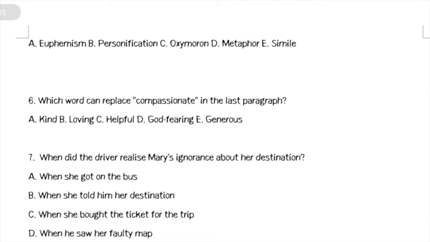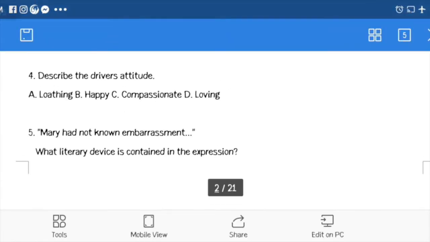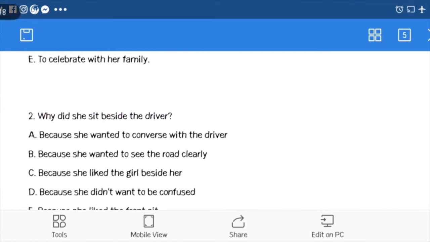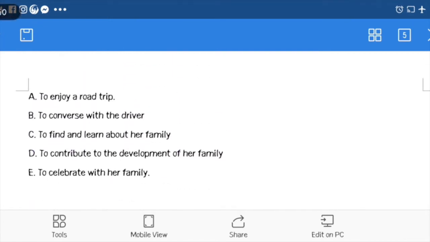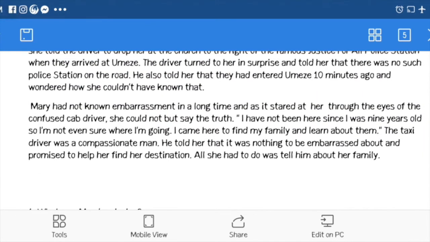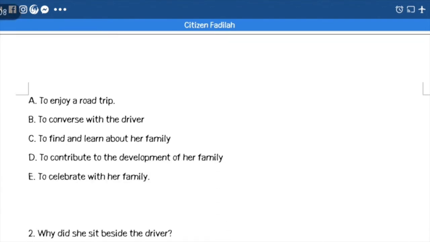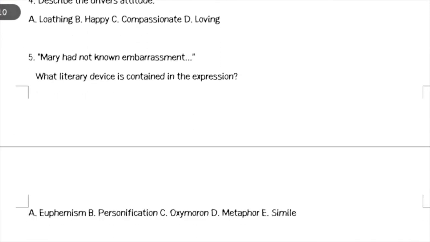6. Which word can replace compassionate in the last paragraph? Before you choose your answer, make sure you return to the last paragraph to see where the word compassionate was used. So you do not choose an answer that sounds like a synonym for compassionate without being sure that it fits the expression. I can see the third to last paragraph says the taxi driver was a compassionate man. Now that we've seen how the word compassionate was used in the paragraph, we can now go back to answer the question.